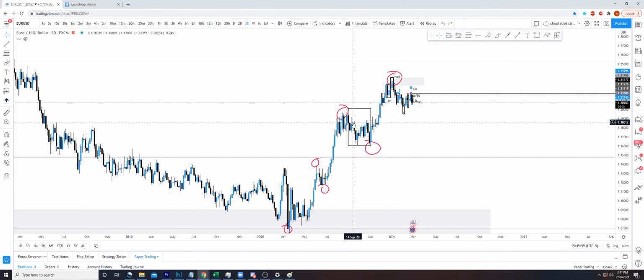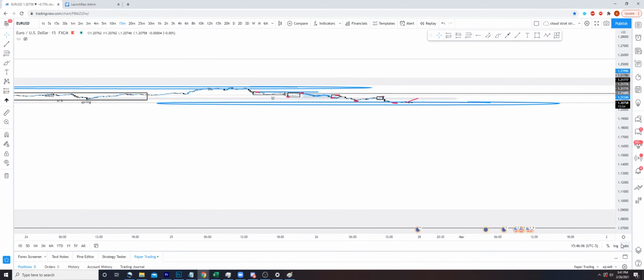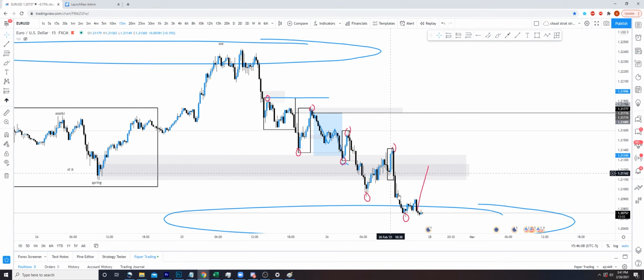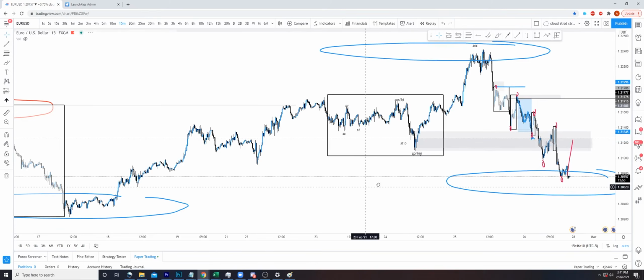This is how you utilize a mentfx block. These are how they are printed, and this is how they are printed on every single time frame you potentially look at, and how you can continue to follow them all the way down or all the way up, right?